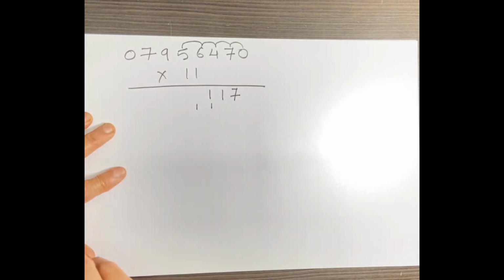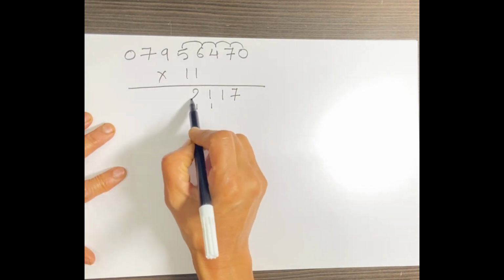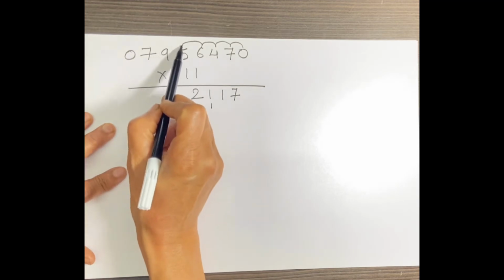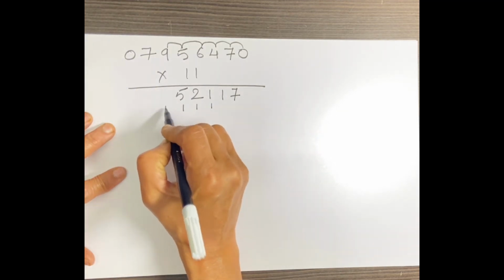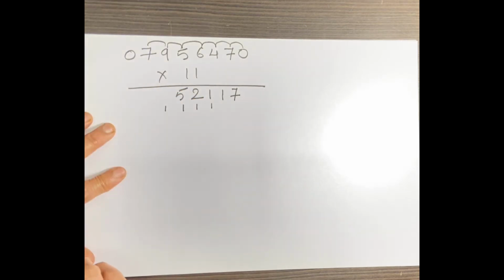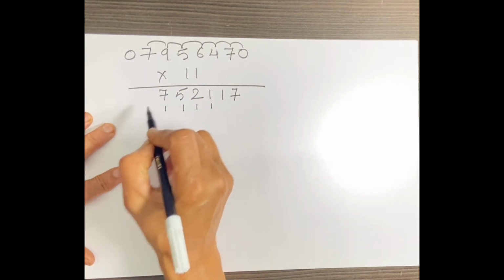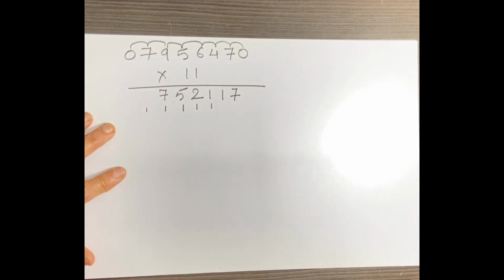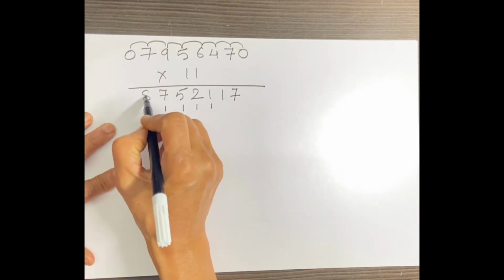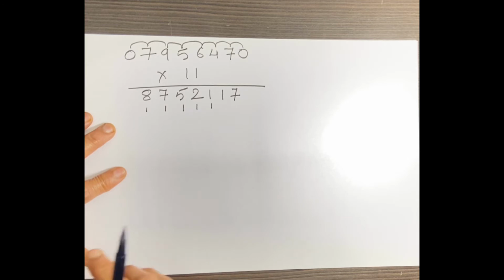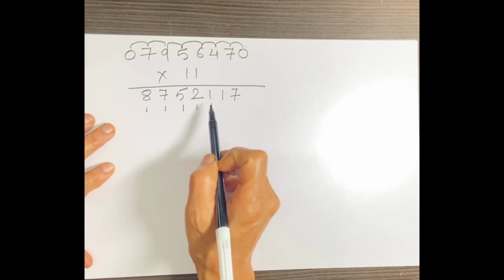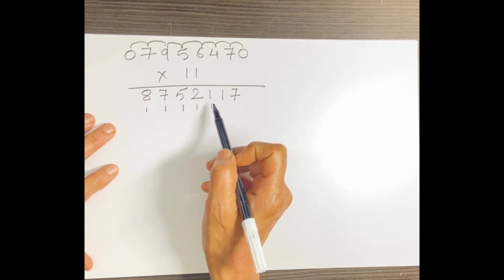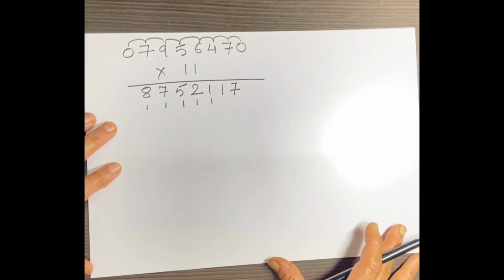Then 6 plus 5 is 11, plus 1, 12. 5 plus 9 is 14, plus 1, 15. 9 plus 7 is 16, plus 1, 17. 0 plus 7 is 7, plus 1, 8. And we have finished our multiplication in few seconds only. I think these 4 examples are sufficient for multiplication of 11.